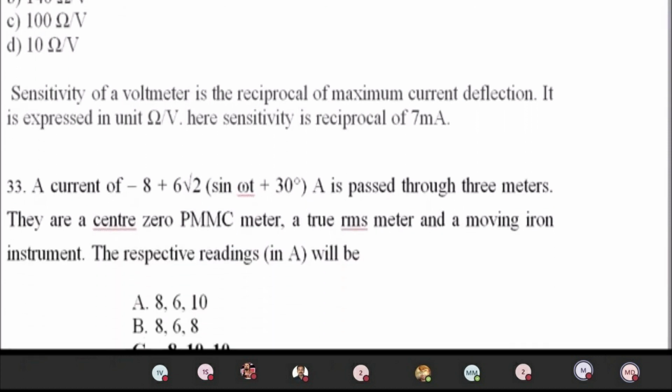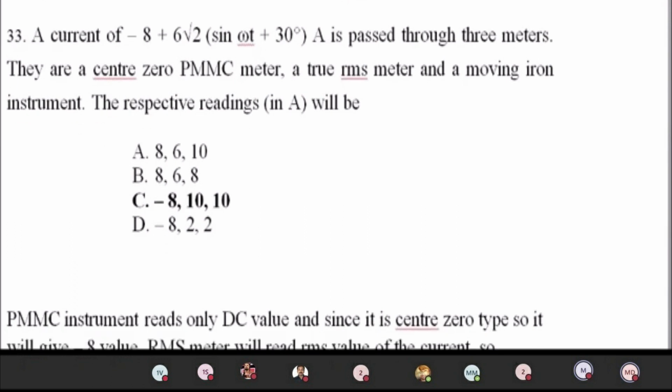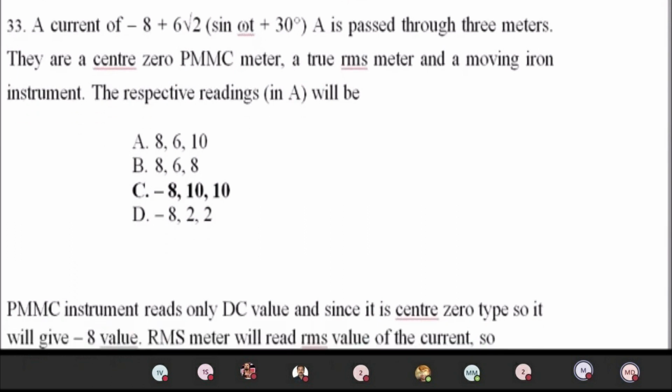What is available in the next question? Again, this is entirely different. A current of minus 8 plus 6 root 2 into sine of omega t plus 30 degree ampere is passed through 3 meters. This is the first clue. Center 0 PMMC meter, a true RMS meter, and a moving iron meter.